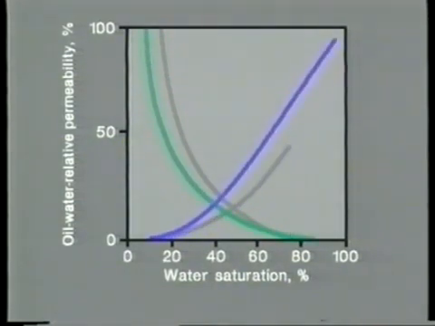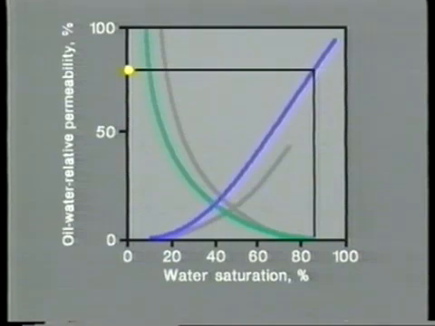You can also note that in an oil-wet system, oil-water relative permeability follows the same pattern as that for a water-wet system. However, it starts with a lower irreducible water saturation and has a greater relative permeability to water as residual oil saturation is approached.